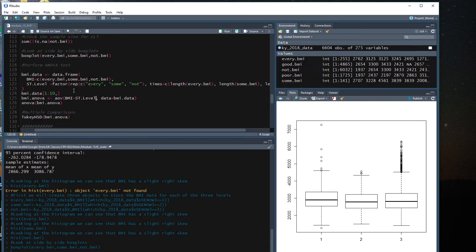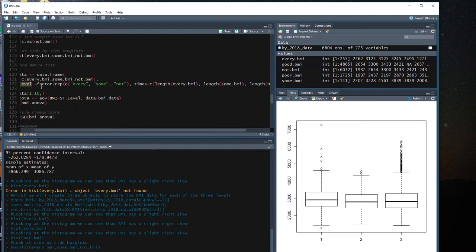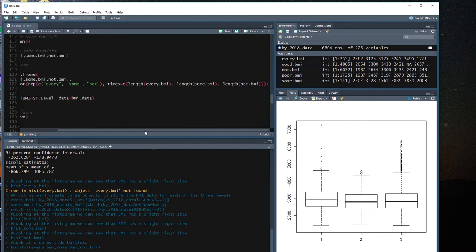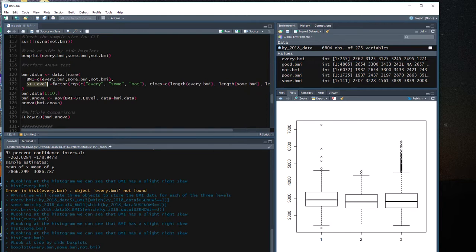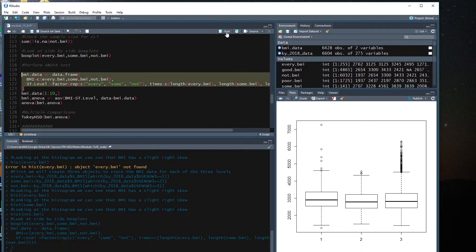I'm going to define three different things. First, I need to define BMI, and what BMI is going to be comprised of are my three different vectors that I created earlier. Next, I've got to create the smoking level. This will be the way that I denote whether someone smokes every day, some days, or not at all. Then I'm going to have to repeat this over and over again, however many observations are in the every BMI, the some BMI, and the not BMI. That's what this times is doing. So let's run this code and then have a look at what the resulting data frame looks like to help us see what this code is doing.